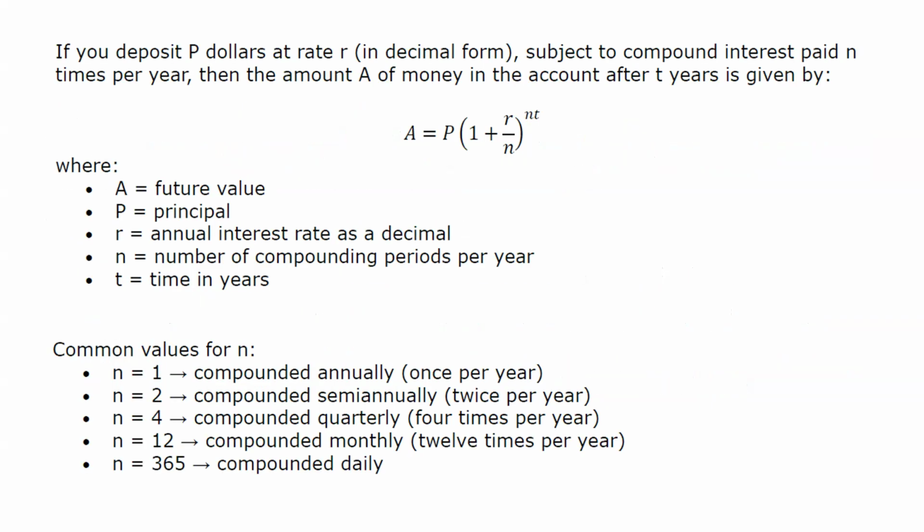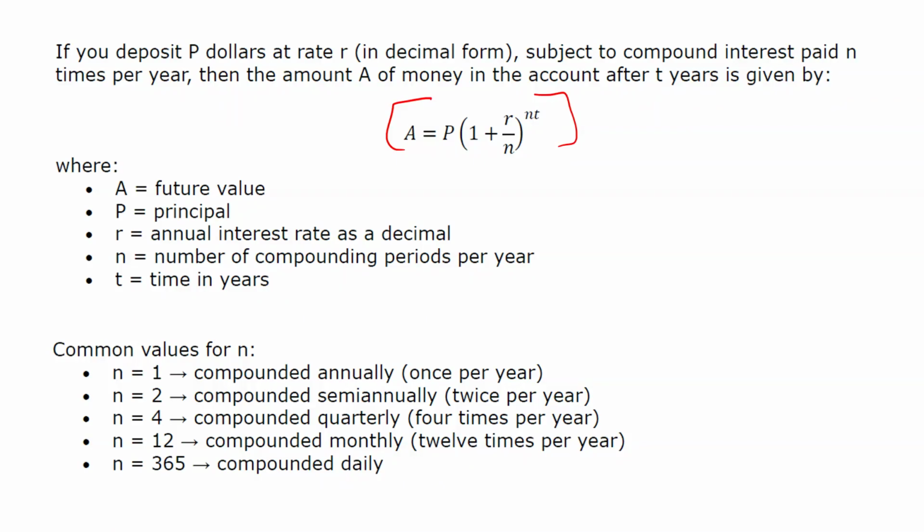So if you deposit P dollars at a rate R, of course in decimal form, subject to compound interest paid N times per year, then the amount A of money in the account after T years is given by the following formula, where A equals P times (1 plus R divided by N), all of that raised to the quantity N times T, where A is your future value, P is your principal, R is your annual interest rate as a decimal, N is going to now be the number of compounding periods per year, and T is your time in years.